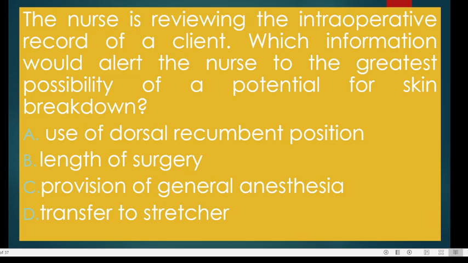Well, guys, risk factors for pressure injuries: use of dorsal recumbent position, length of the surgery, provision of general anesthesia, transfer to the stretcher. Transfer to the stretcher, we need to be told if there was a shear. Provision of general anesthesia.